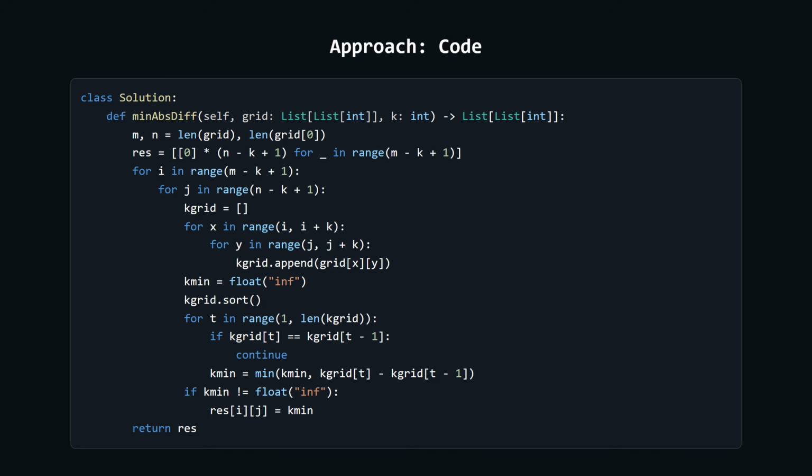Alright, here's the full Python code for this sorting approach. I know a quadruple nested loop looks a bit scary at first glance, but I promise it's straightforward. Let's break it down into manageable chunks over the next few slides.